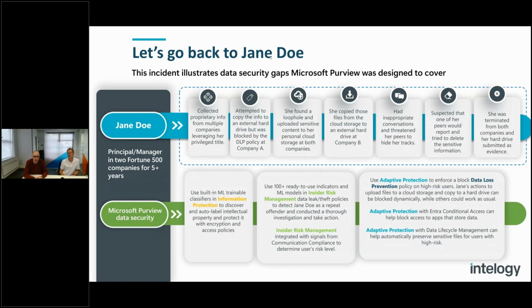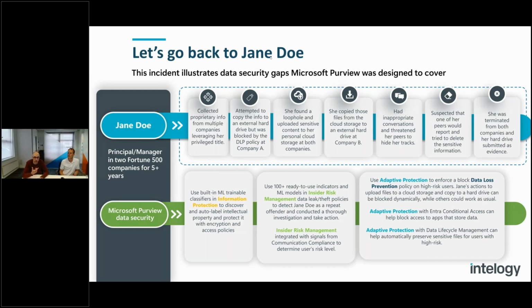If we look, there were 5 key actions that Jane took. First, a large volume of IP was collected from multiple companies. If these companies had used Purview, they could have used the built-in trainable classifiers to detect the intellectual property automatically. This would have given visibility into sensitive or valuable data, whilst enforcing the policies to restrict access to specific users.